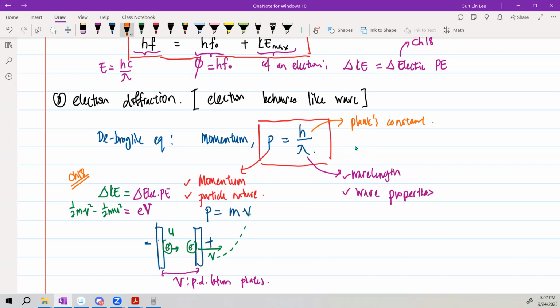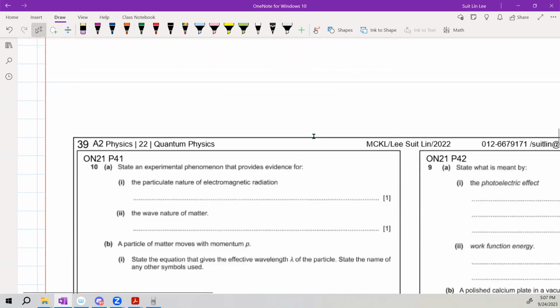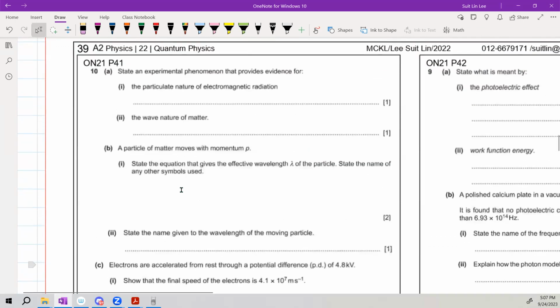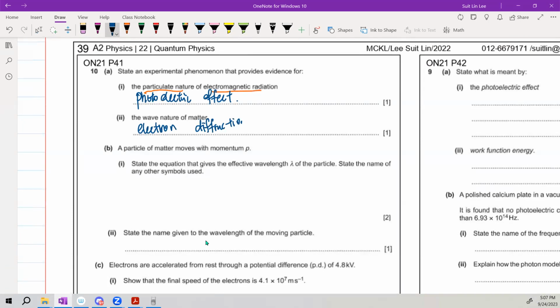Okay, so we're going to look at electron diffraction now. Just want to point this out to you. I'm going to refer to page, let's do some calculation first. So let's do page 39. State an experimental phenomenon that provides evidence for the particle nature of electromagnetic radiation. This is the photoelectric effect. And then the wave nature of matter, this will be the electron diffraction. Easy mark.